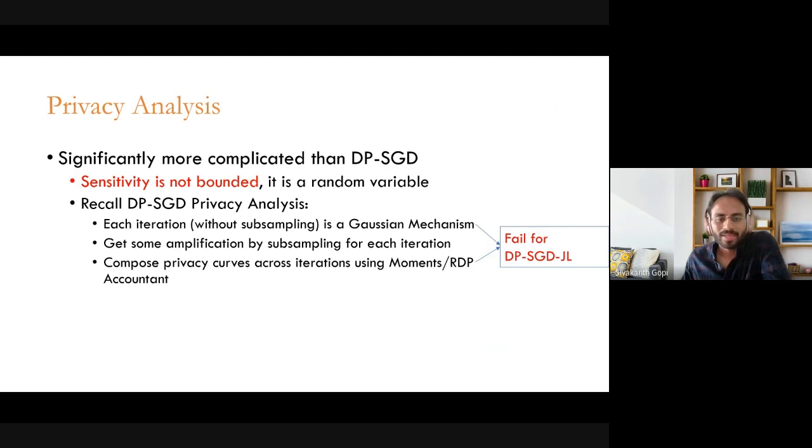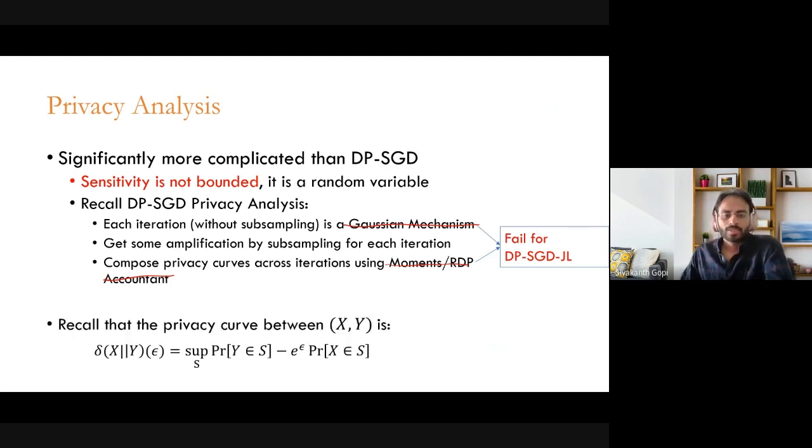For our algorithm, the first step and the third step both fail. Firstly, it is not a Gaussian mechanism because the sensitivity is not really bounded. And the other thing is that you cannot compute the privacy curves using the standard accountants, as I'll explain later, because the moments accountant computes moments of some distribution, and for our distribution those moments do not exist. Similarly for RDP, these moments are not bounded. So you cannot use the standard accountants. That's why it is slightly more complicated to do the privacy analysis, but I'll try to go over it in detail.